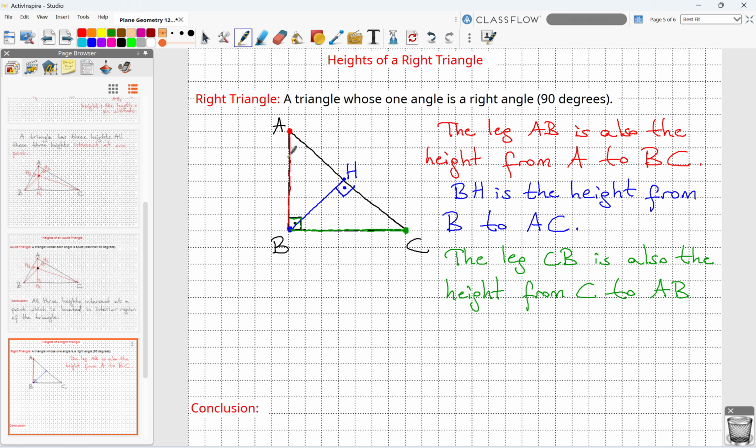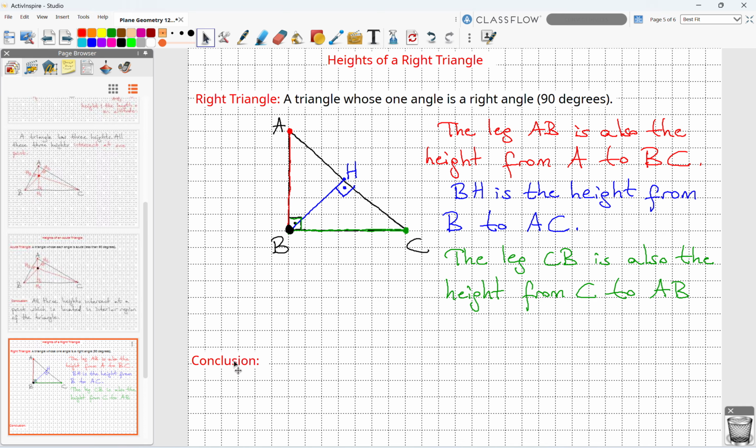So we see that when I drew the second height, BH, it was understandable that the first height AB and the second height BH intersect at point B here. You see that the third height CB also passes through B, so they intersect at this point. This point is the vertex of the triangle where we have the right angle, right?